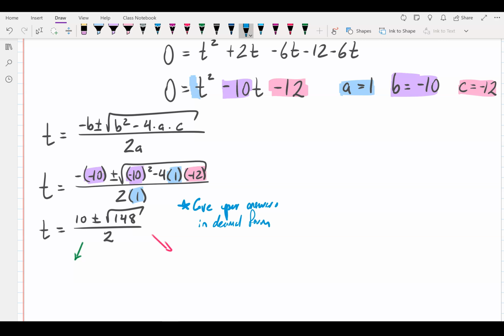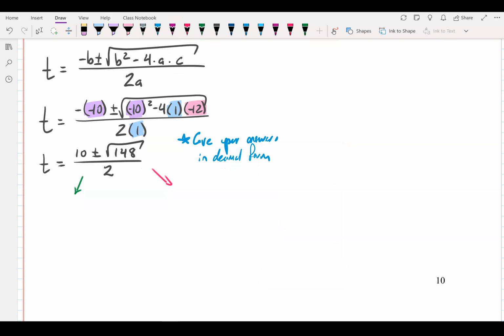So I just said, give your answers in decimal form. That will be something more useful for someone, okay? So it makes more sense when we're dealing with time. If you take the positive version, you should get 11.1 hours. And if you take the negative version with the negative sign, you get negative 1.1 hours.